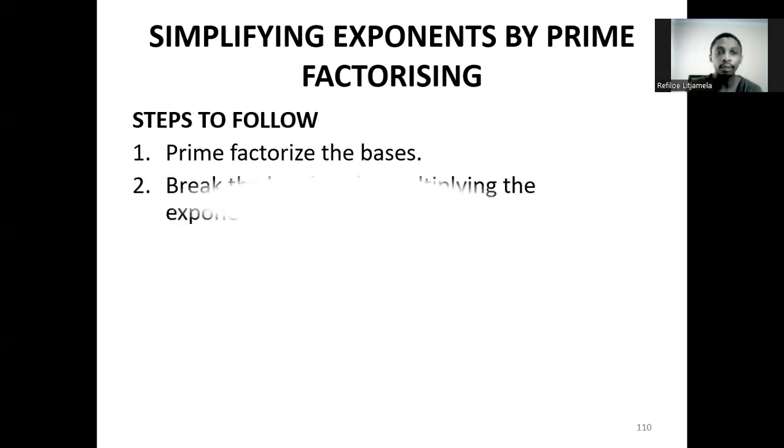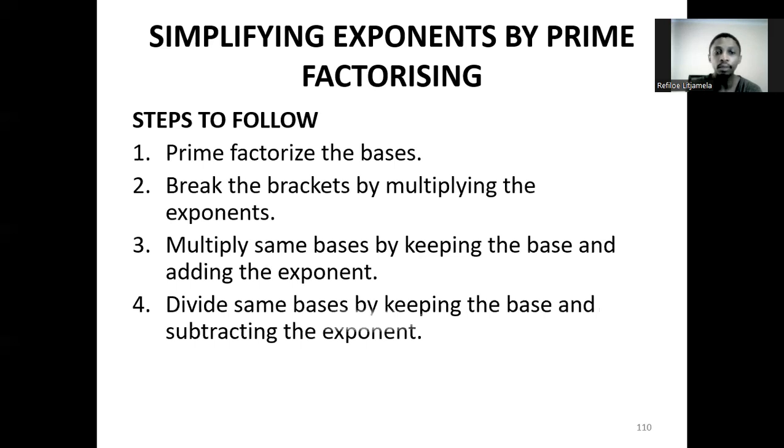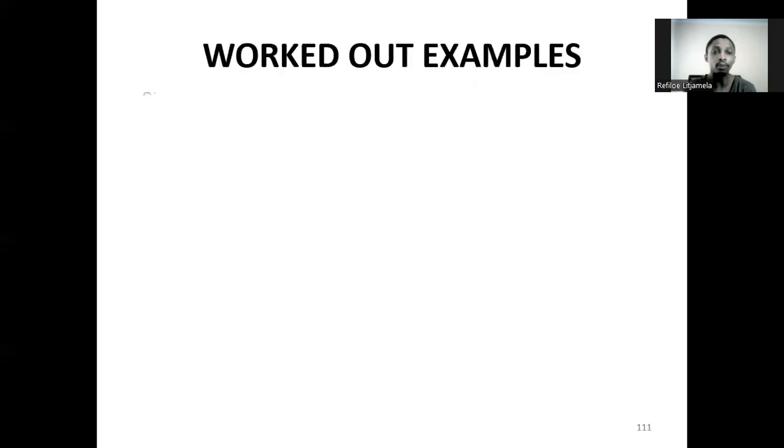And then you will have to break the brackets by multiplying the exponents. Multiply same bases by keeping the base and adding the exponents. Divide same bases by keeping the base and subtracting the exponents. And then you write your answer as a positive exponent. All of those are the steps that you will need to follow to successfully simplify each of the following.